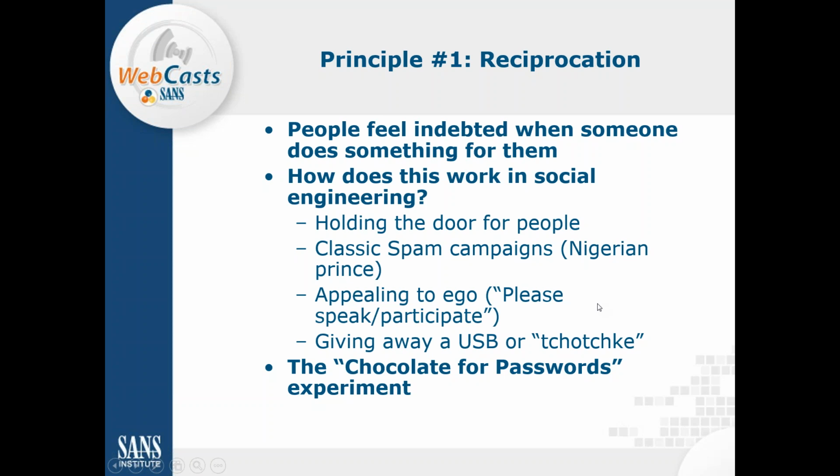You guys have probably heard some of the more famous ones out there, like the chocolate for passwords experiment of years past, where people at a train station were given great chocolates in return for their enterprise passwords. And whether those passwords were legitimate or not doesn't matter. It's the fact that a pretty good piece of chocolate was deemed enough to give up credentials, and I think that holds water even today.